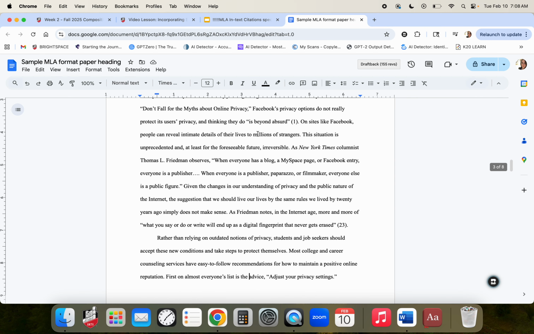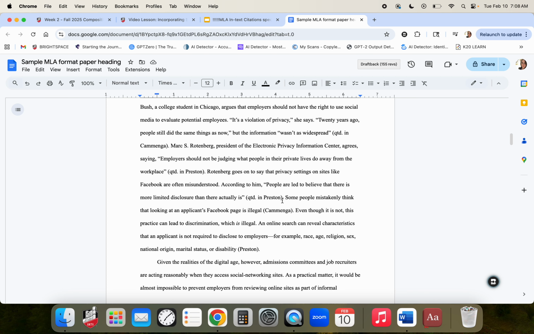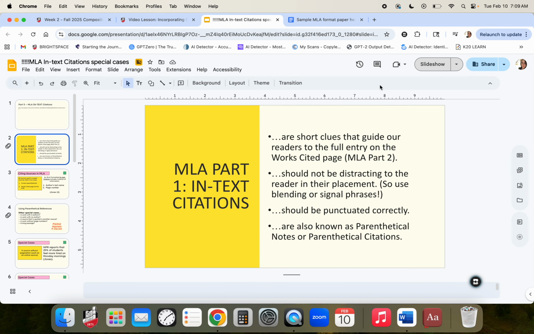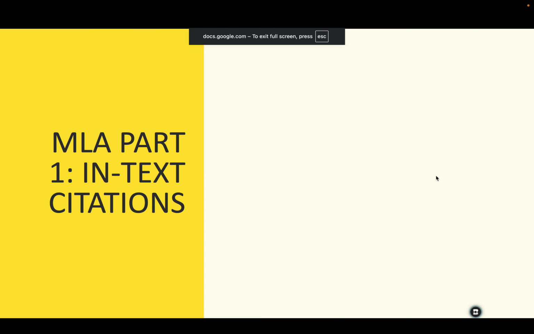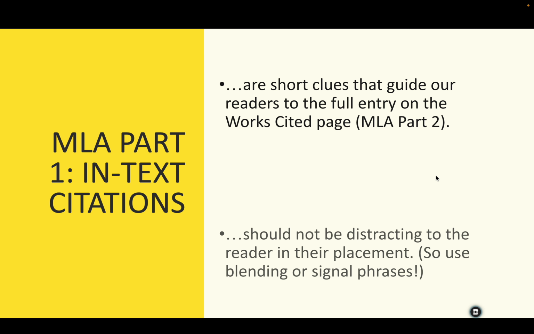The norm, however, is to use the author's last name. So you can see here, Kamenga here. Then I should be able to scroll down to the alphabetical works cited page and find that source here. So the purpose of these in-text citations is to direct the reader toward the full entry on the works cited page.